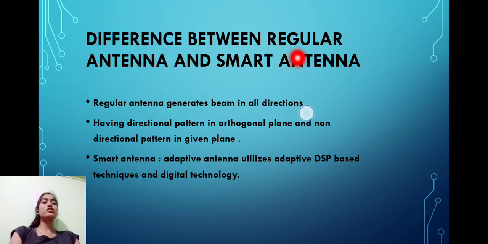Next comes the difference between the regular antenna and the smart antenna. A regular antenna generates beams in all directions, having a directional pattern in the orthogonal plane and a non-directional pattern in the given plane. Next comes the smart antenna. The smart adaptive antenna utilizes adaptive DSP-based techniques and digital technology.